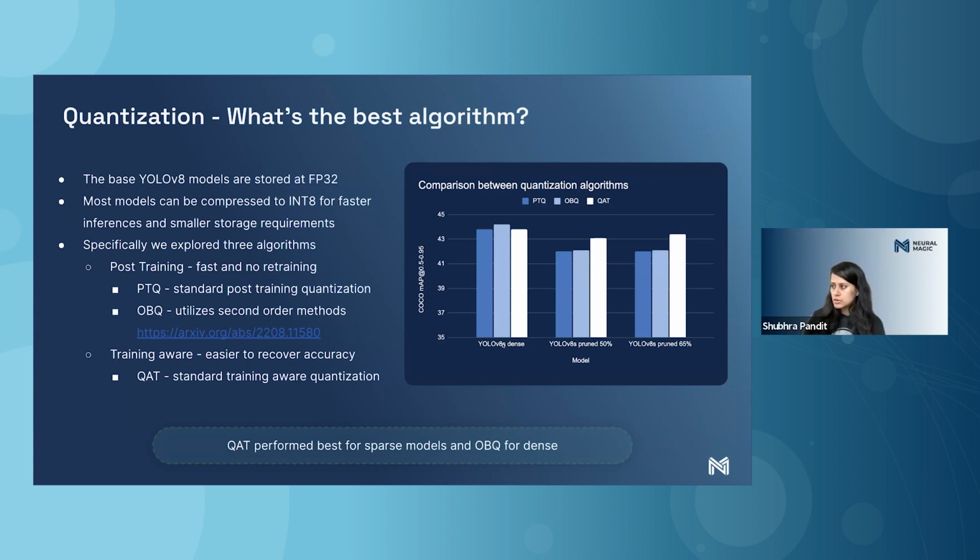So for the dense models, as we can see here, the OBQ method performed better compared to the other two in recovering accuracy. And for the pruned models, for both pruned models, the quantization-aware method, QAT, performed slightly better than the other two methods. So we used QAT for quantizing our sparse models, and we used OBQ for quantizing our dense models.